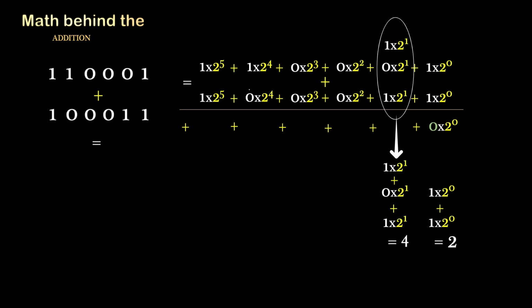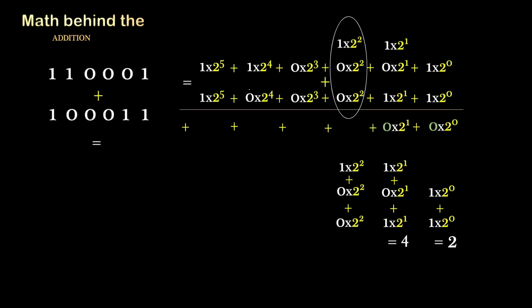Now if we add these three terms, we get 4, which is nothing but 1 multiplied by 2 to the power of 2. So we move this term to the third place and put 0 multiplied by 2 to the power of 1 in the second place. In the third place, the terms add up to 4, which goes to the third place. In the fourth place, we have 0 multiplied by 2 to the power of 3 plus 0 multiplied by 2 to the power of 3, which is nothing but 0 multiplied by 2 to the power of 3.